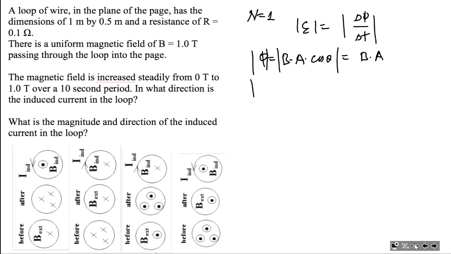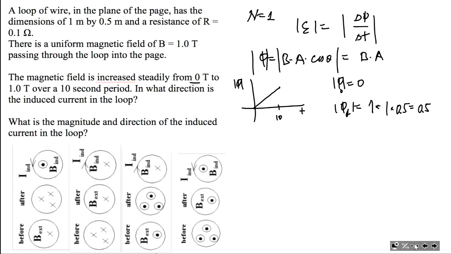So how does it change? Well, because magnetic field initially is 0, and then it is equal to 1, that's how the flux also changes in 10 seconds. So the initial flux equals 0. The final flux equals 1 Tesla times area, which is 1 times a half. That gives a half over that unit we call Weber.